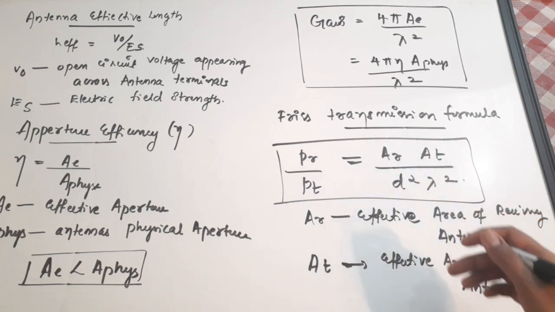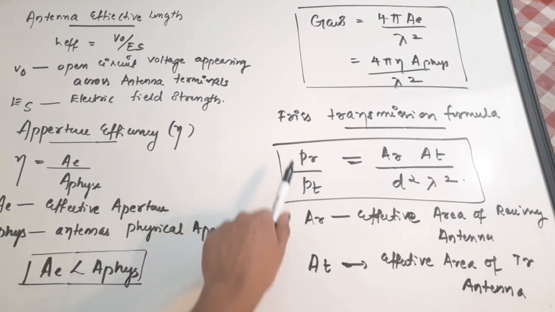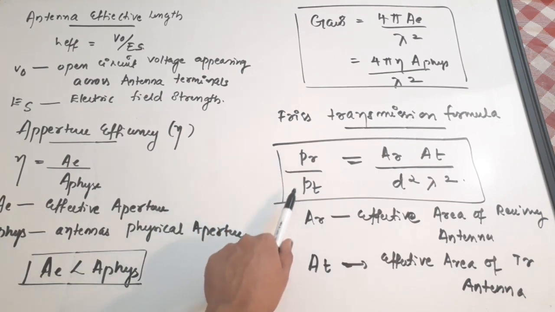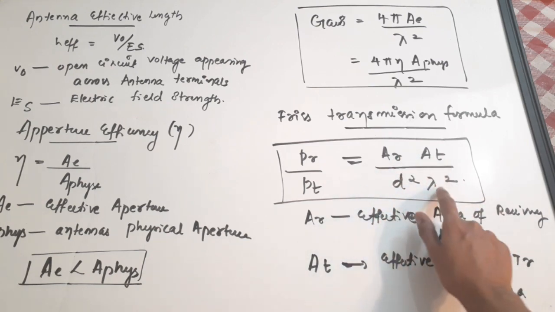Now another important equation is the Friis transmission formula. While studying satellite communication we will be discussing this in antenna itself. I am not going to explain the theory, as this is a formula revision video. The Friis transmission formula says that PR by PT, that is, the ratio of received power to transmitted power, is equal to AR into AT by D square lambda square.